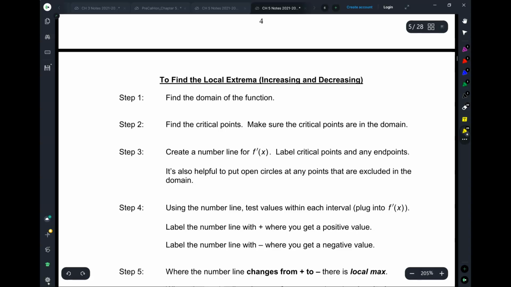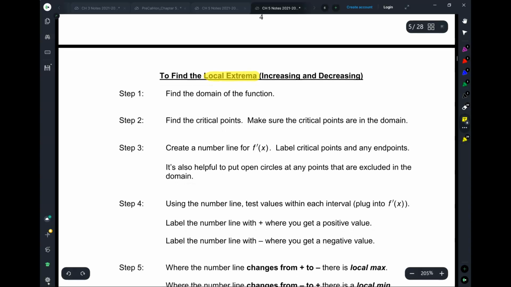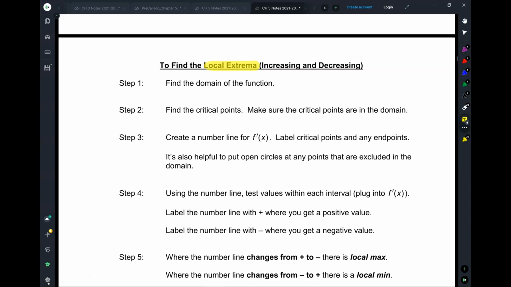We did absolute min or max. Let's see how we find local extrema. Okay? A lot of the steps are the same. First, find the domain. Okay, we find the domain. Then, find the critical points, right? Same as before. Make sure the first steps are the same so far. Now, here's where things change.